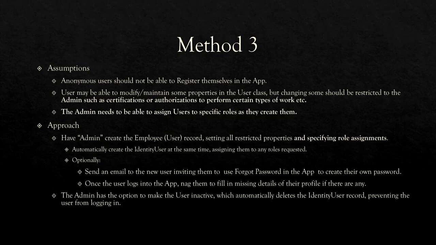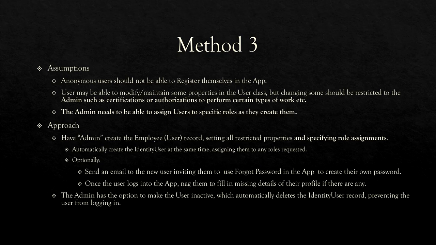And we will automatically create that identity user record in the identity system in parallel at the same time. And we can assign them to the roles that were requested by the admin as the admin creates the actual employee record. Optionally, of course, we can send out an email to the new user inviting them to come and use forgot password to create their own password. And once they log into the app, if they don't have all their profile information complete, we can keep nagging them every time they log in, oh, you have to finish your profile. And then they can go in and fill in all the missing details as well. That's another option we can implement with this approach.